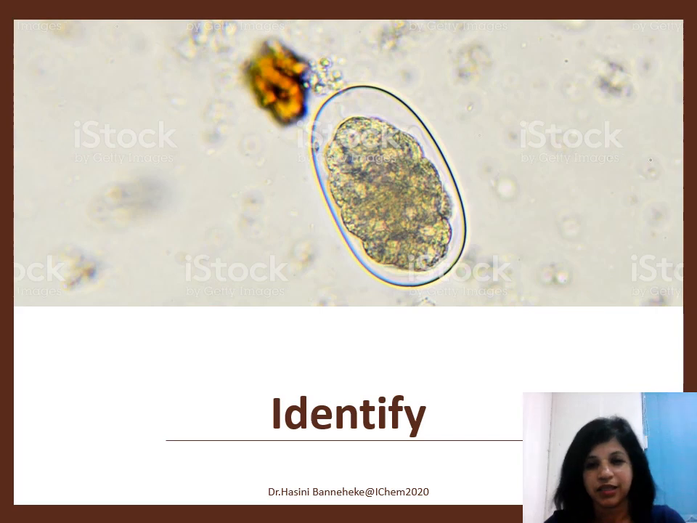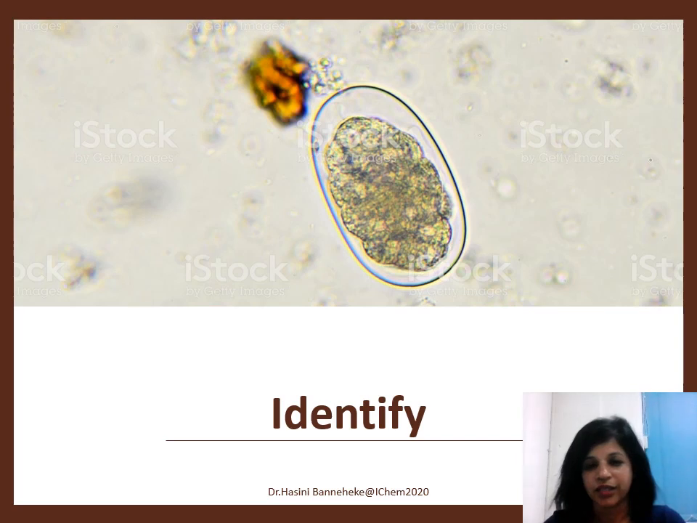So this is another parasitic egg found in feces. So just see whether you can recognize it. Look at the shape, size, the color, the internal structures, thickness of the wall. Look at all those and see whether you could identify this.